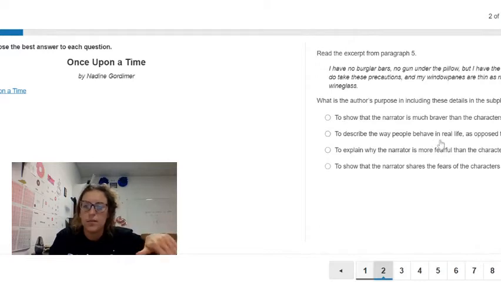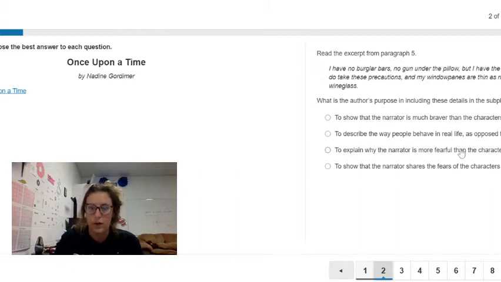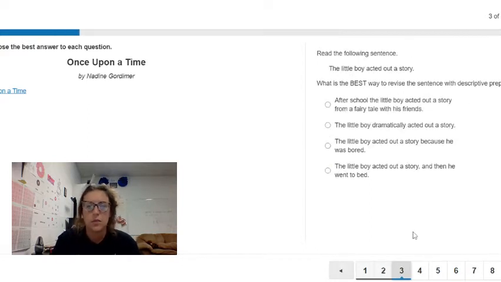It's not to describe the way people behave in real life. Hopefully not everyone behaves that way. Explain why she's more fearful than the characters in her story? I wouldn't say that she's more fearful, right? She said, "I have no burglar bars, no gun under the pillow." But it does show that she has the same fears. She says, "I have the same fears as people who do take these." Okay? So to show that she has the same.